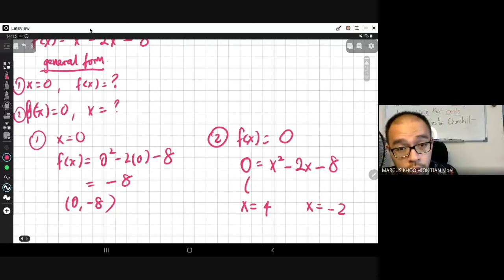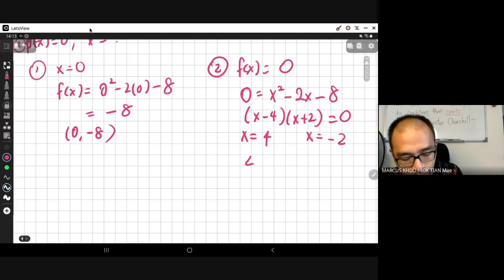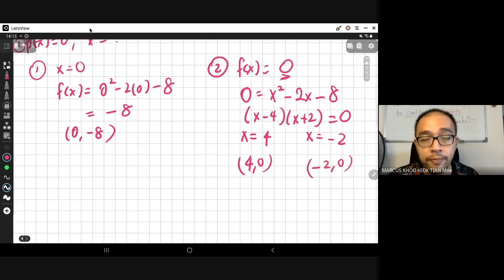So I'm going to do the wayang step now macam biasa. X tolak 4, x tambah 2 equals to 0. But this tells us another two important information tau. Okay, it tells us that 4 and 0 is one coordinate. Negative 2 and 0 is another coordinate.